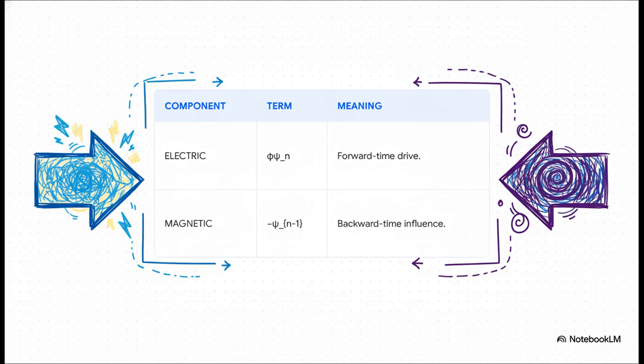It's the familiar push, the thing that drives us forward in time. No surprises there. But that second term, the one with the minus sign, that's the bombshell. This theory says that little piece of the puzzle is the magnetic field. It's an influence pulling backward from the past.